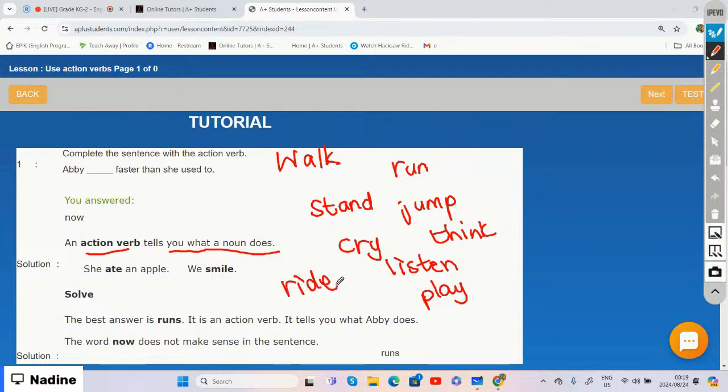Ride. To laugh, that is an action verb. And even to read is an action verb. And these are but a few examples of action verbs, right? Even to sing, and what I'm doing now, talk, right? These are all action verbs.